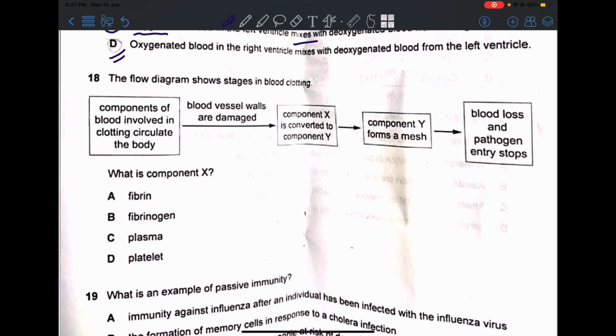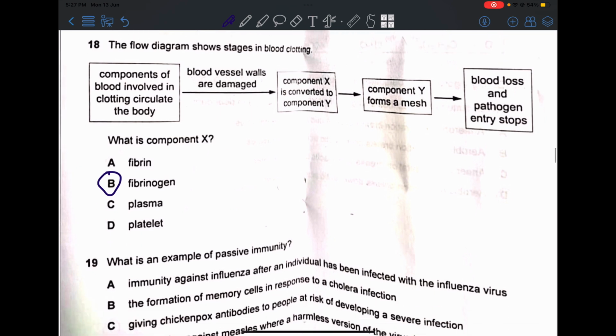18. The flow diagram shows stages in blood clotting. What is component X? Now, component X is converted to component Y, and these are components of blood involved in clotting that circulate the body when blood vessel walls are damaged. So we know that in this process, the soluble fibrinogen is converted to insoluble fibrin. So actually, component X is going to be fibrinogen.